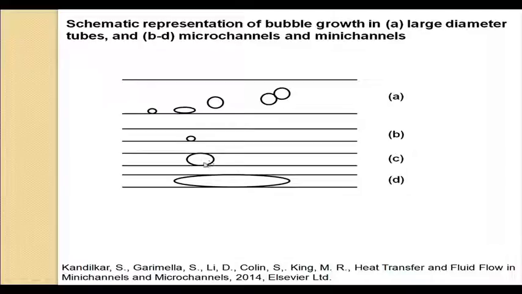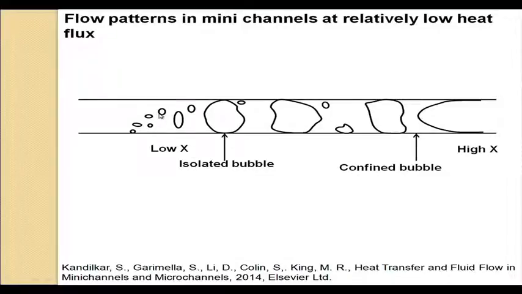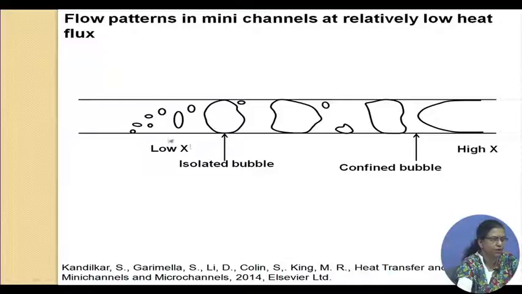As a result, the flow patterns which we encounter here are slightly differently named in this case, and as you will observe, this is for a low heat flux condition. Initially we have bubbly flow, then gradually the bubbles start growing bigger and they flow as discrete irregular shaped bubbles. This pattern is known as isolated bubble flow.